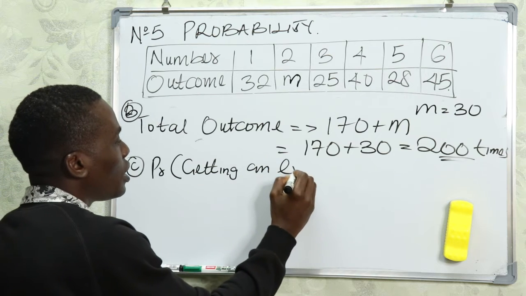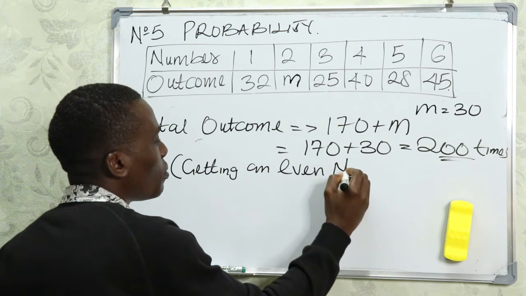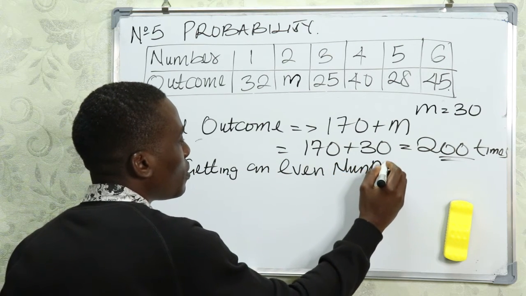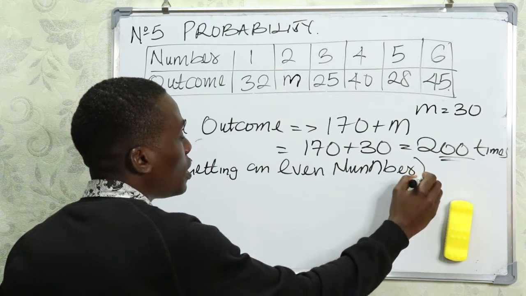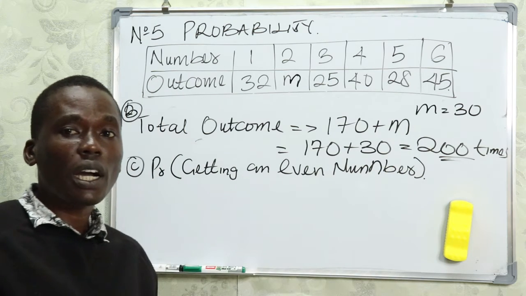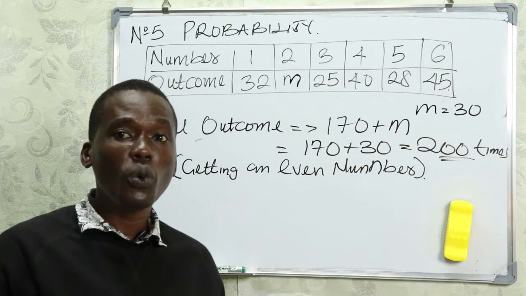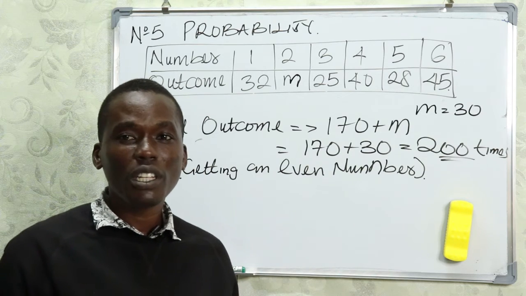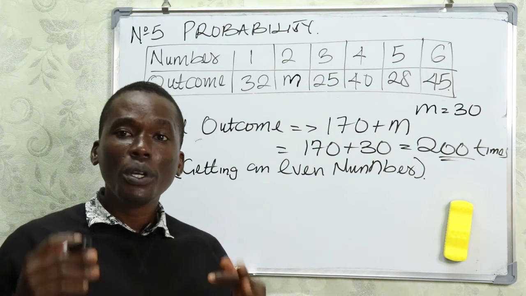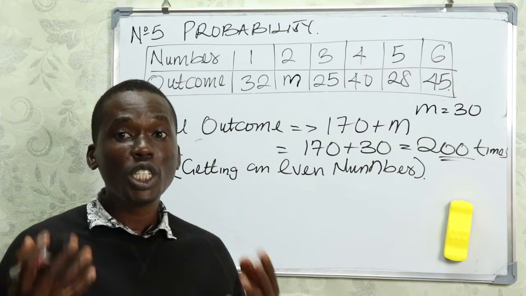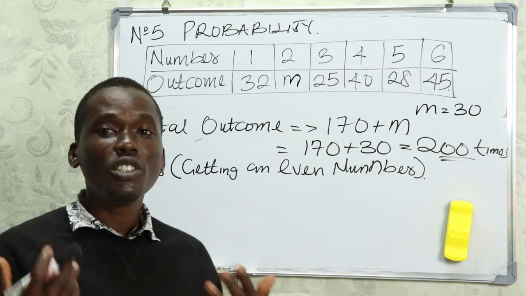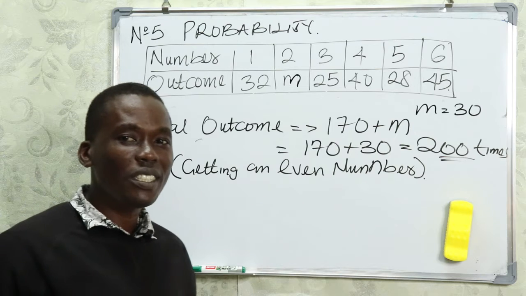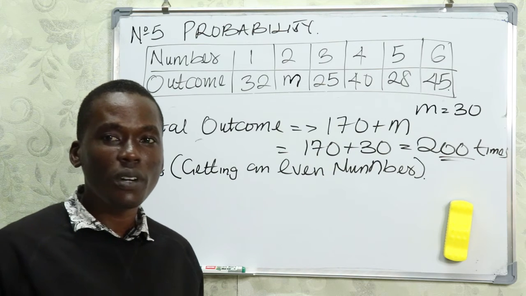And what? An even what? Number. So you see now, when you are doing probability, you need to know mathematics in-depth. You need to know numbers that are odd, you need to know numbers that are even, you need to know multiples of numbers, you need to know prime numbers. All these things are definitions you need to be conversant with.